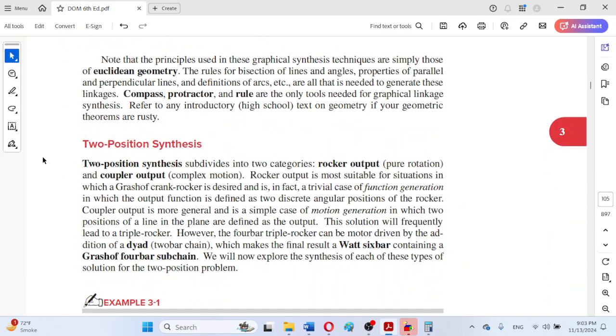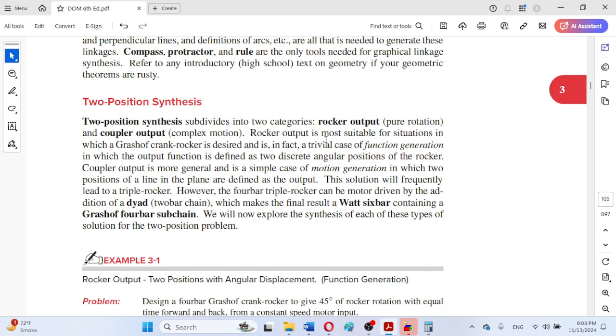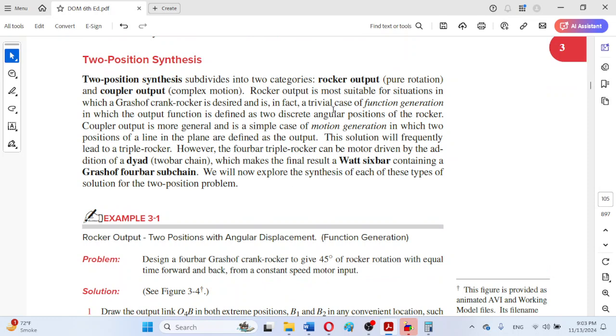So position synthesis has further types. The two position synthesis subdivides into two categories: rocker output, meaning pure rotation, and coupler output. Non-quick return mechanism and quick return mechanism are both rocker output, meaning pure rotation. So that is called the two position synthesis.